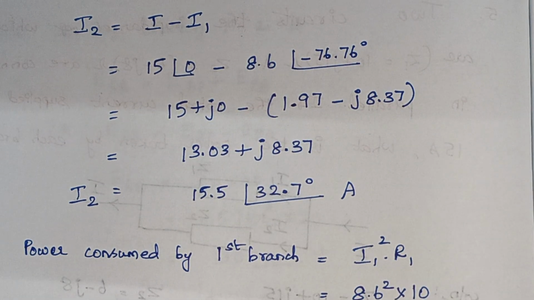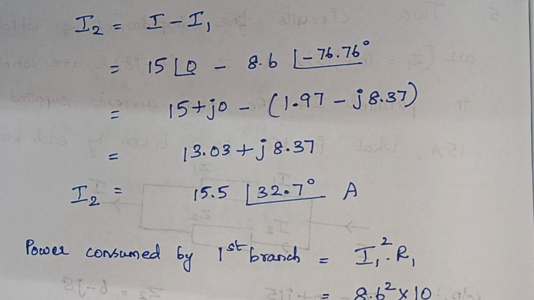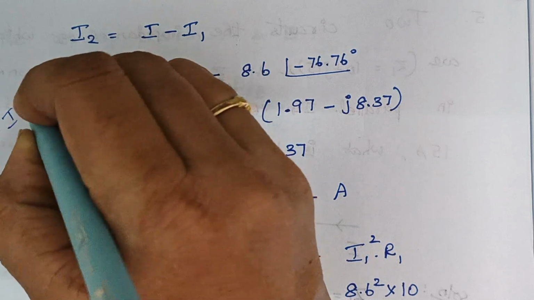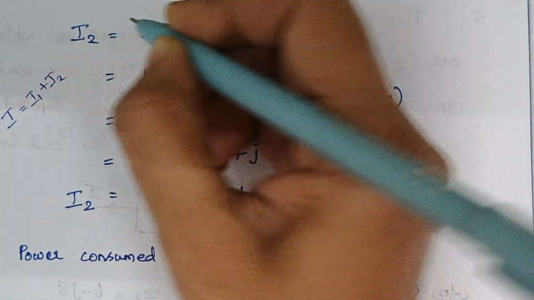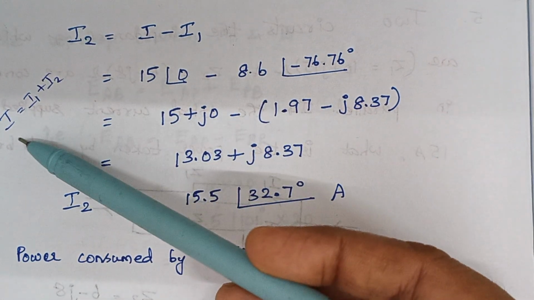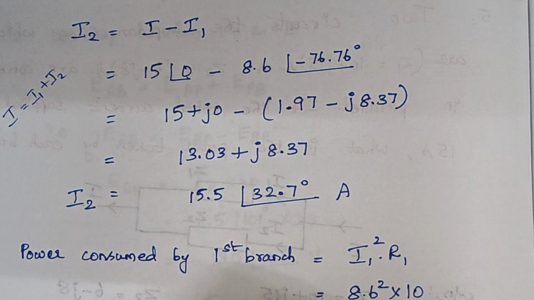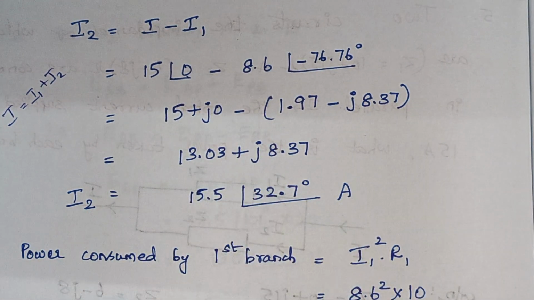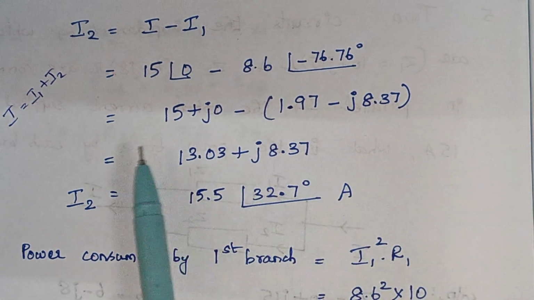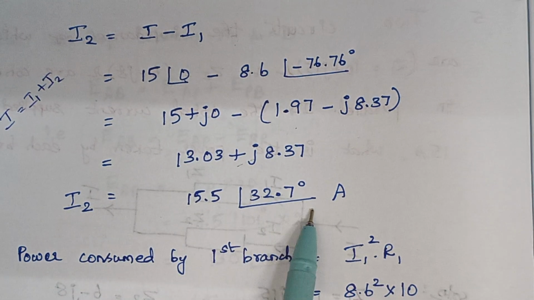And to calculate I2, you can either make use of the current division formula one more time, or you can directly make use of this one, because we know that here I is divided into 2 as I1 plus I2. We know the value of I1, we know the value of I. Therefore, simply I2 can be written as I minus I1. This is the easiest form, rather than using the current division formula one more time. So just as usual, substitute the values, and finally we have to find out the value of I2.